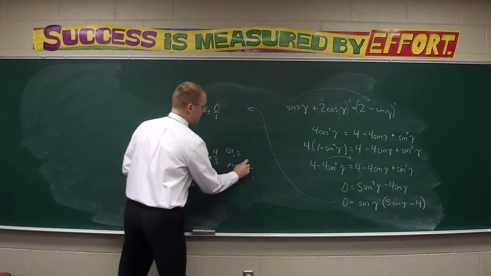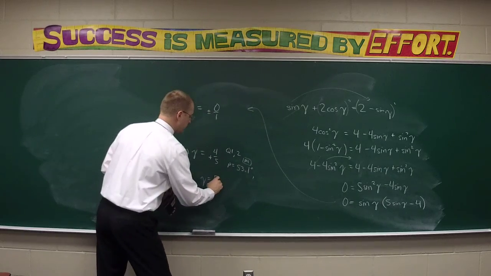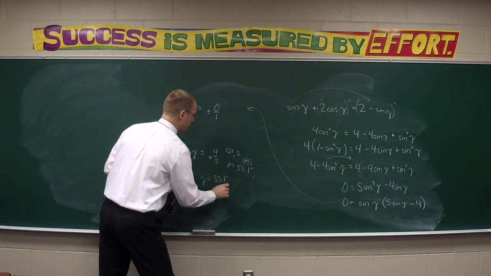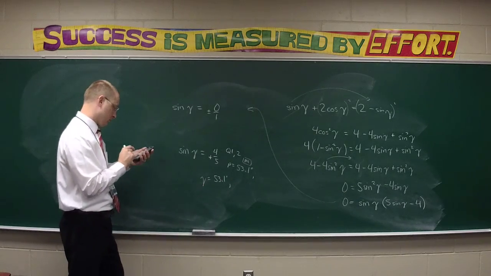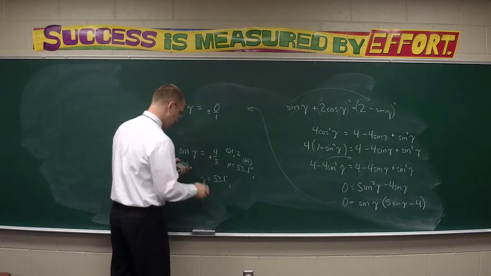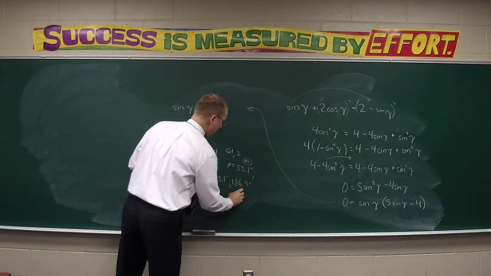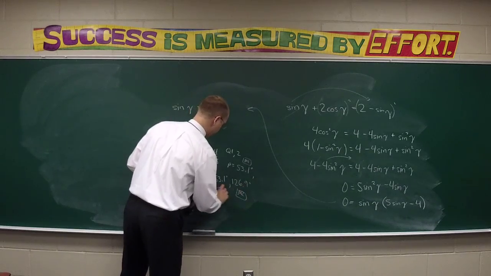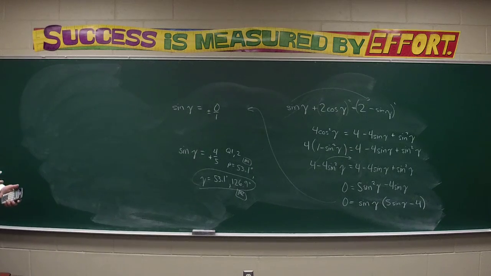All right, let's put that in the memory. And then in quadrant 1, of course, it is the 53.1 degree angle. And in quadrant 2, 126.9. Let's put that in memory too. Why do we need it in the memory? Because remember, when you square both sides, you risk creating extraneous roots.